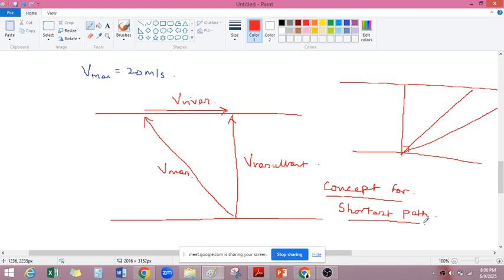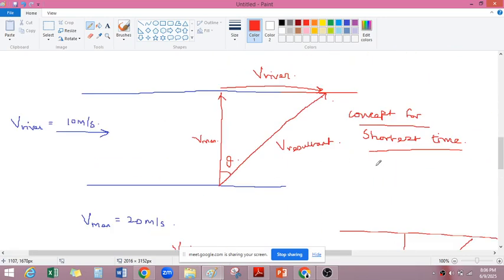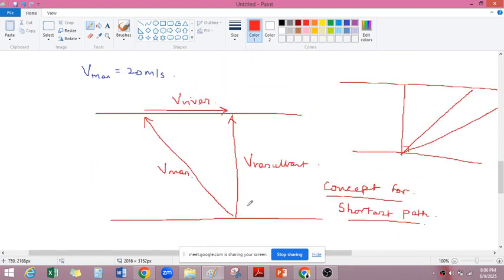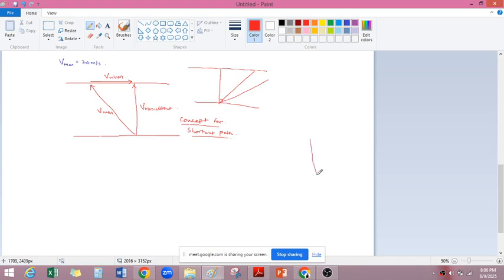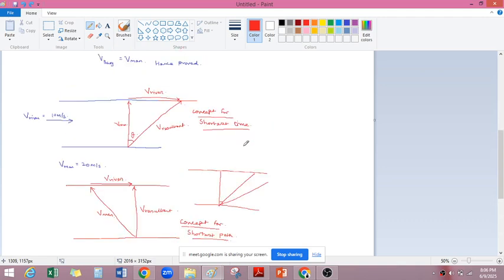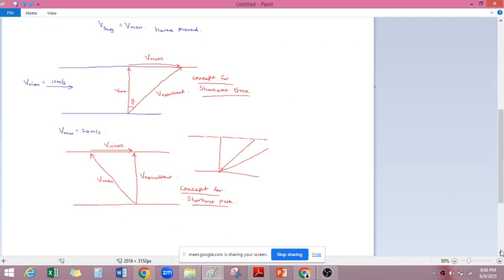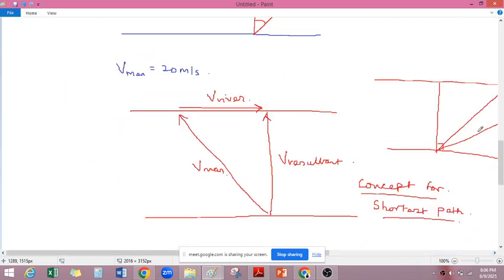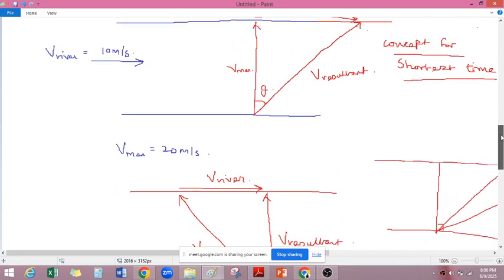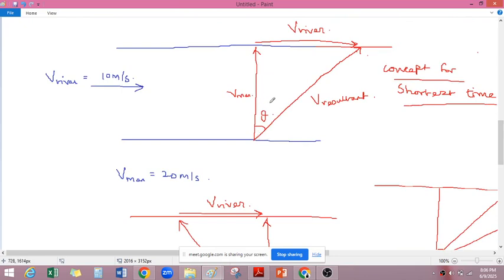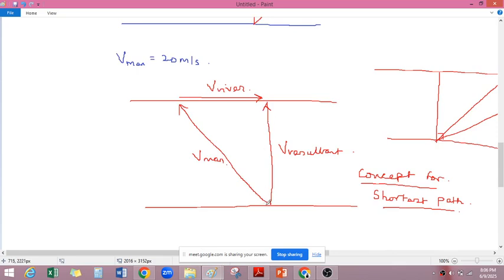Very often students confuse these two methods. Depending upon the question, the diagram will completely change. So this is shortest time, this is shortest path. Unfortunately, with the computer screen, I'm having trouble showing both things. Let's see if I can show them properly. Here you see V man was going perpendicular, whereas the resultant takes the path this way, but he will be swimming like this. The man will be swimming like this, but he will end up going like this because the river is continuously pushing him.